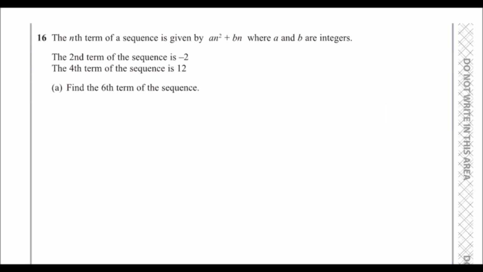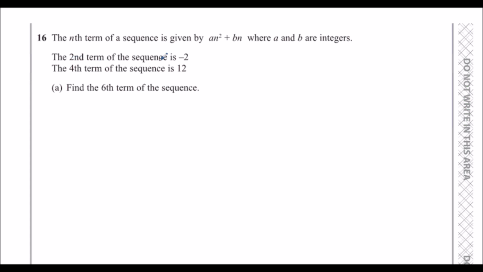Question 16. The nth term of a sequence is given by an squared plus bn, where a and b are integers. So it's a quadratic sequence. The second term is negative 2. The fourth term is 12. Find the sixth term. Because it's a quadratic sequence, it doesn't have the same difference every time, so we can't work out the difference and add it on. We don't know what it's going up in, because in a quadratic sequence, it's the second difference that's the same, not the first difference. So we're going to have to work out what a and b are in order to work out the sixth term.